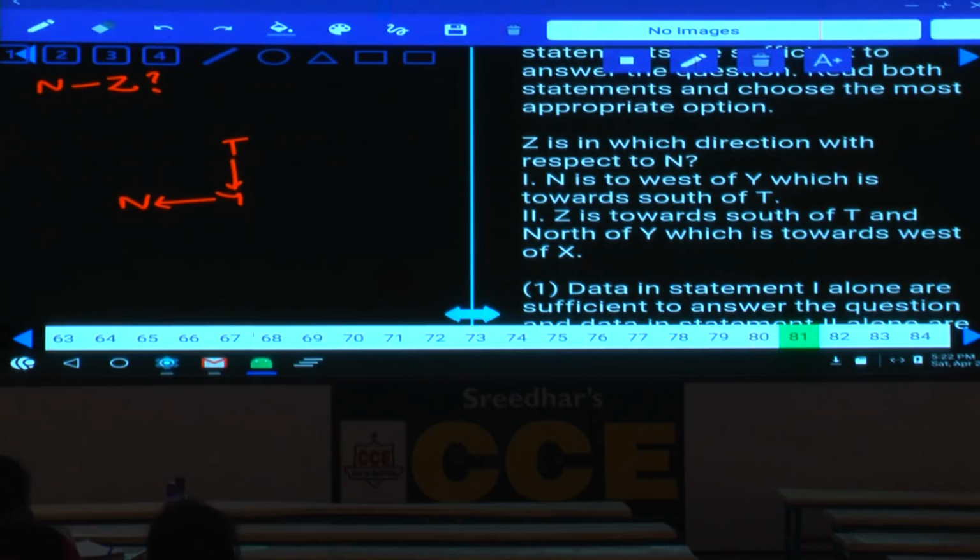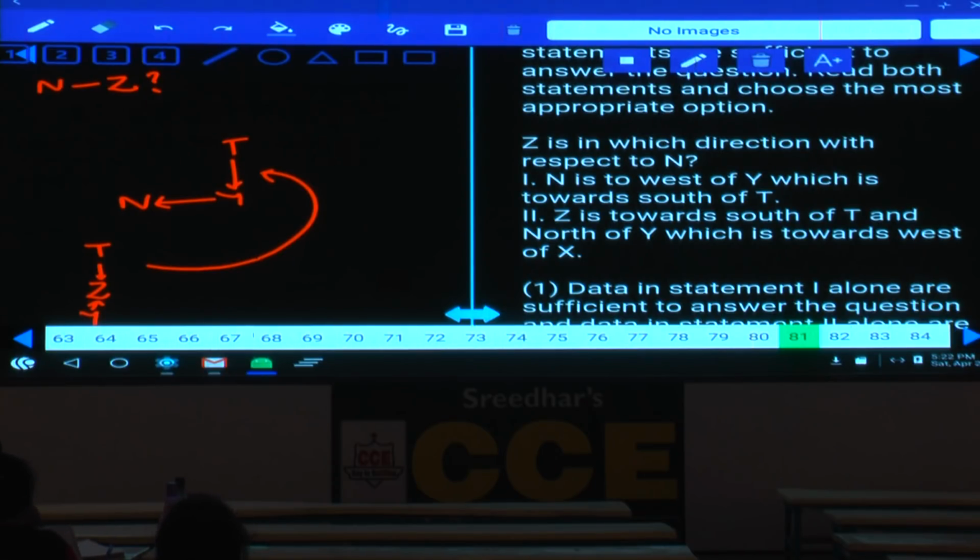Now with the help of this information, no information is specified about this Z at all, hence 1 alone is not sufficient. Then coming to the second one, Z is to the south of T, which can be written like this, and north of Y. Z is to the north of Y, that means the Z must be in between these two. Now tell me whether I can directly write this Z here or not.